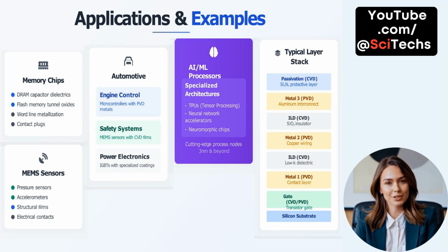A typical semiconductor layer stack illustrates this integration. PVD forms metal layers, such as aluminum and copper interconnects, while CVD is used for passivation, gate dielectrics, and interlayer dielectrics. This multilayer integration enables reliable, high-performance semiconductor devices for all industries.